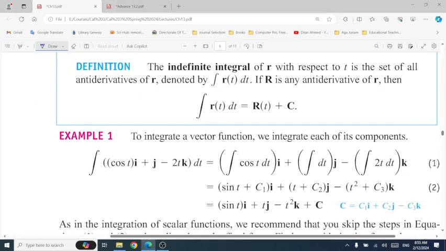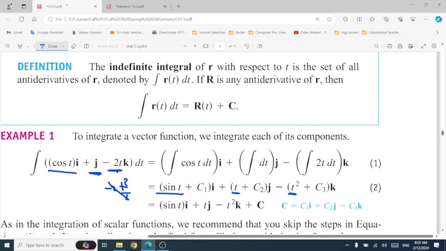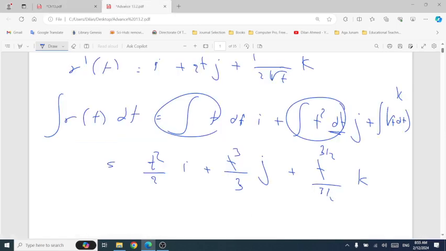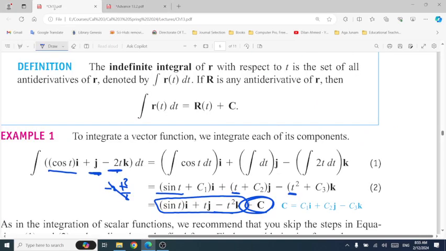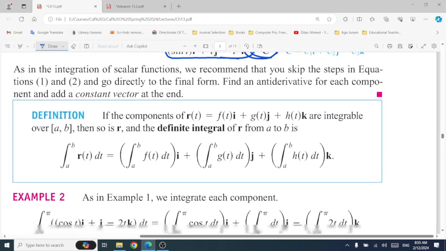You can see from example number 1, we are going to solve: the integral of cosine t is equal to sine t. How about 1? It is equal to t. How about minus 2t? It is equal to minus t squared. Then, when you finalize all the i, j, k components, instead of writing c1, c2, c3, just add plus C when you finish. You got it here? Good. This is the example, and it's very important, and you know how to do it.